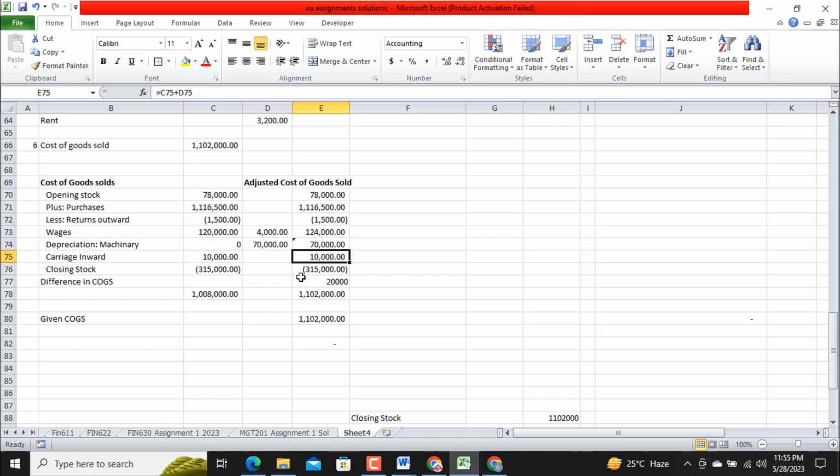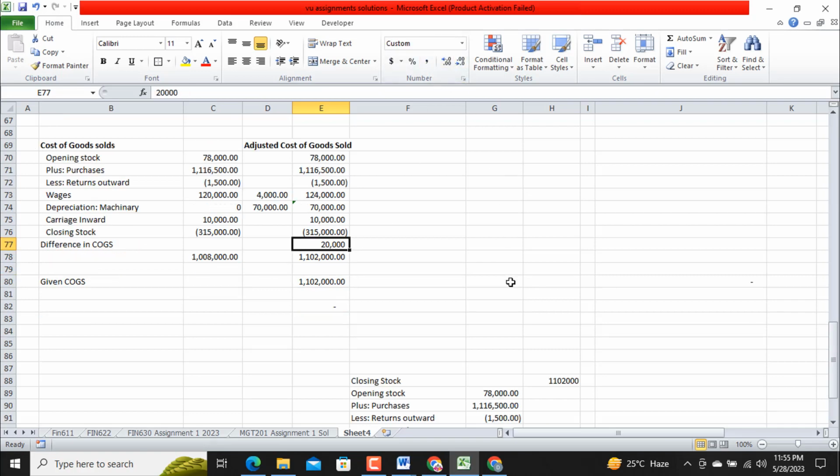315,000 and 315,000, and this is the difference which is obtained by subtracting this existing cost of goods sold from the given cost of goods sold. So this difference goes to the equity part of the company, which is available in the balance sheet of the company. So now we have passed all the relevant journal entries, and we make the adjusted cost of goods sold.